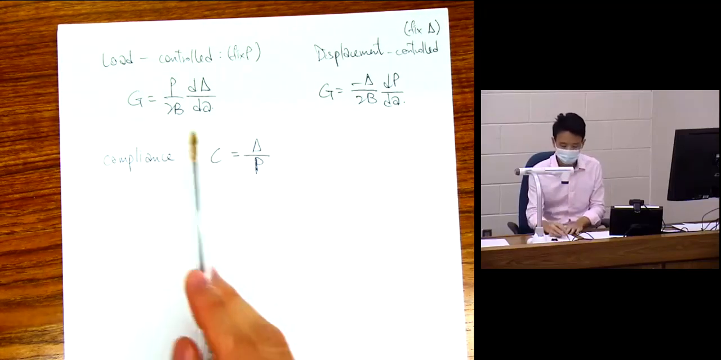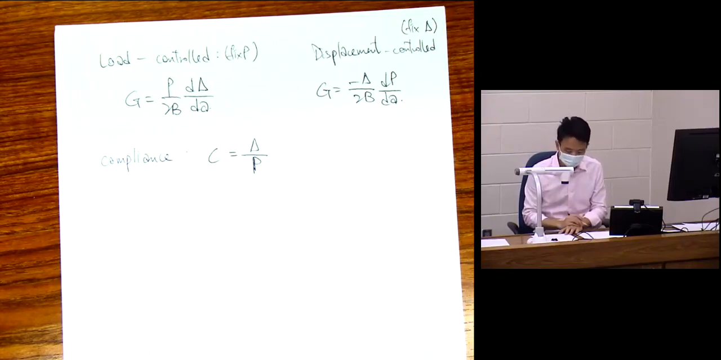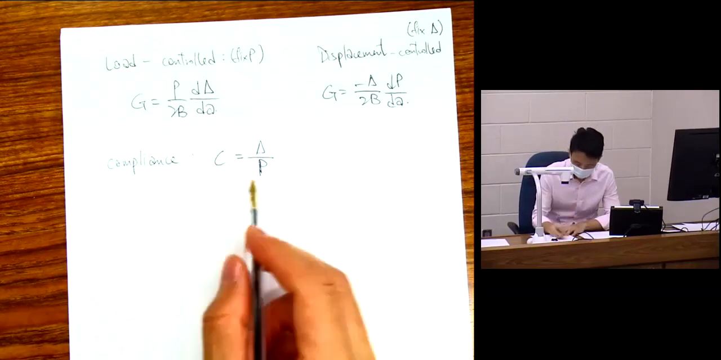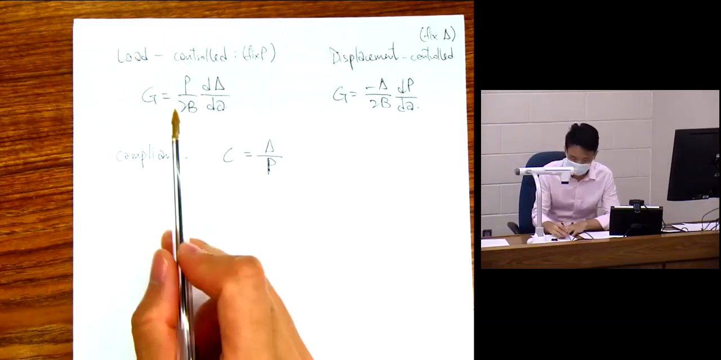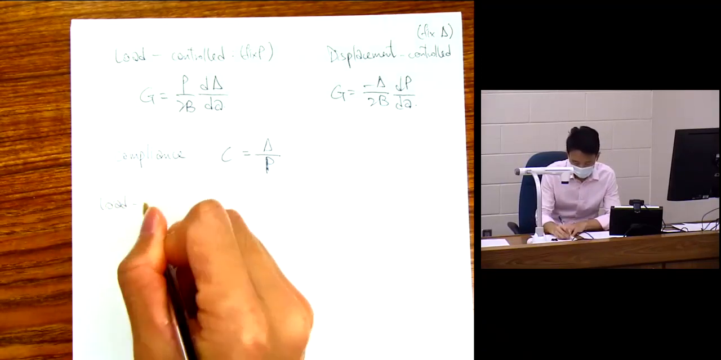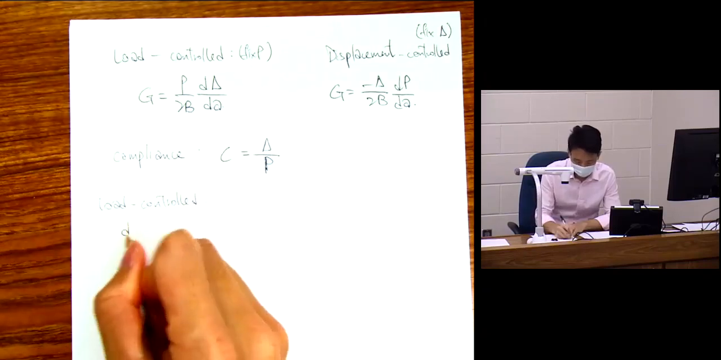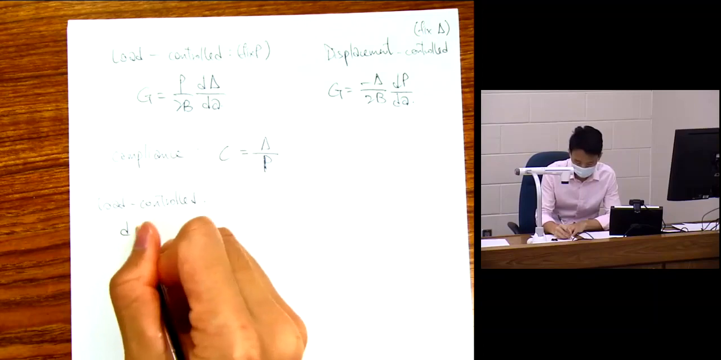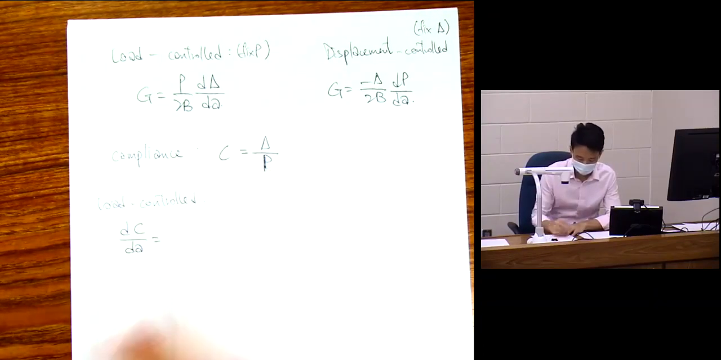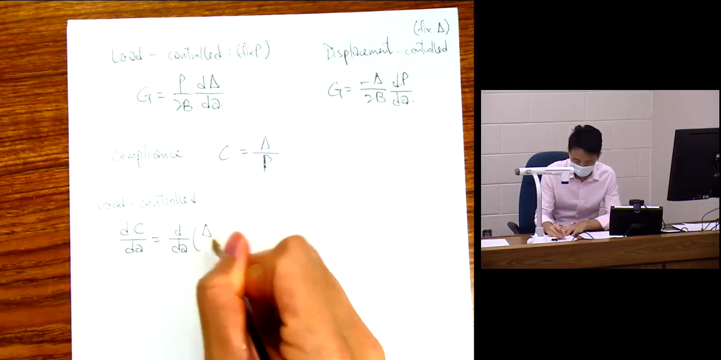Now we can summarize these two equations into one by introducing that compliance into the equation. Let's look at the load control case, and think about what is the derivative dC dA. I can take this over here, dA of delta over P.